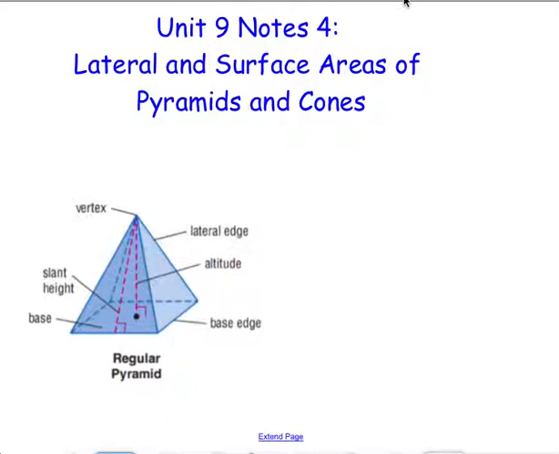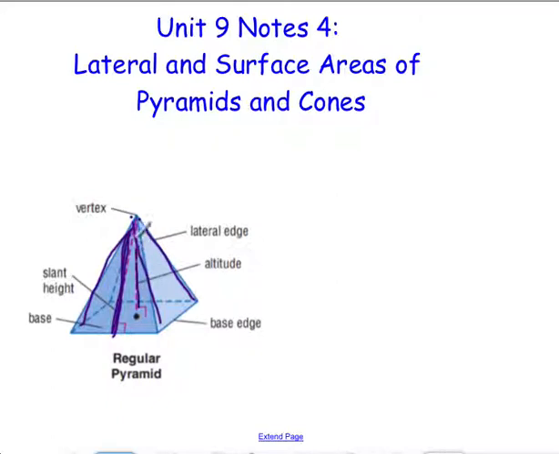So the vertex is going to be this top point right here. A lateral edge is going to be these edges that connect to one point on the base. Okay, so then we kind of have two different heights that we're dealing with. First is the slant height. So you'll notice that the slant height is going to slant up with the side of the pyramid.